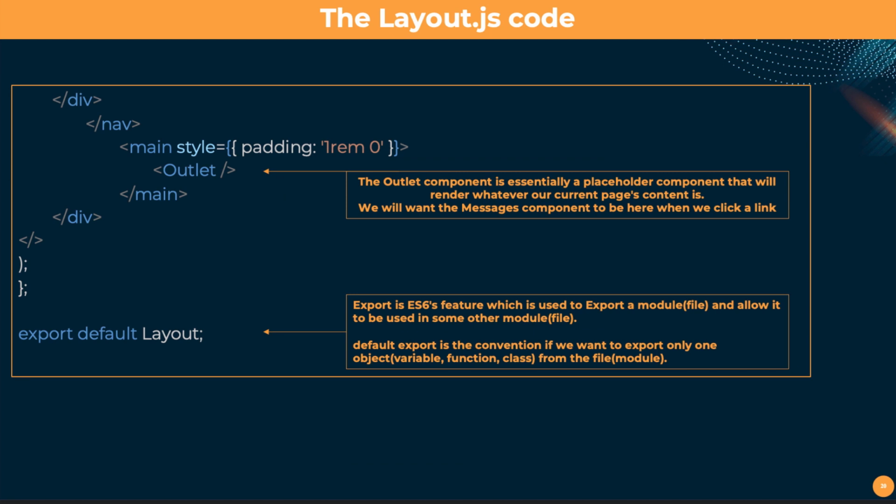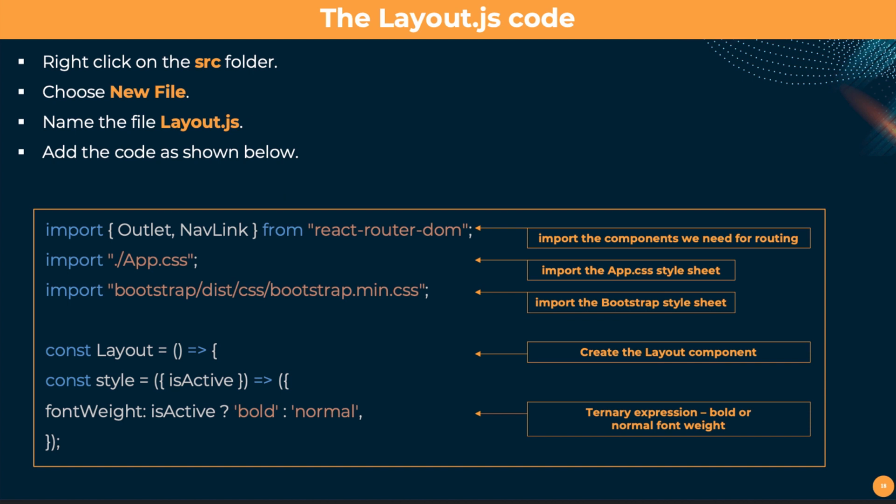At the end we have this outlet, and the outlet component is essentially a placeholder component that will render whatever our current page's content is. So we will want the messages component to be here when we click on the link. And once again, what we do is we export default layout, which, as you can see, was the same name as we put for the function.